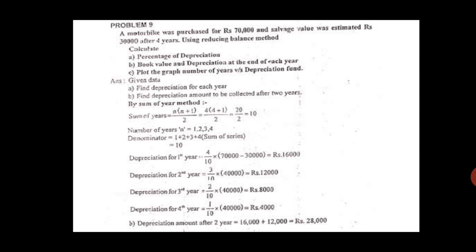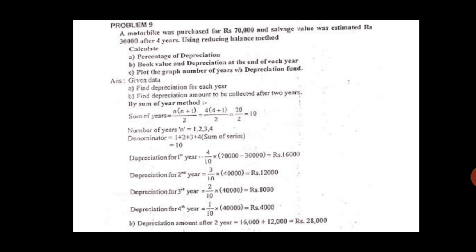Now depreciation for the third year, now only 2 years of life are remaining. 2 by 10 into 40,000 rupees, you get 8,000 rupees. And similarly, depreciation for the fourth year is 1 by 10. Last, only 1 year remaining. 1 by 10 into 40,000 rupees is 4,000 rupees. Okay, so the first year depreciation is 16,000, second 12,000, third 8,000, and the fourth is 4,000.